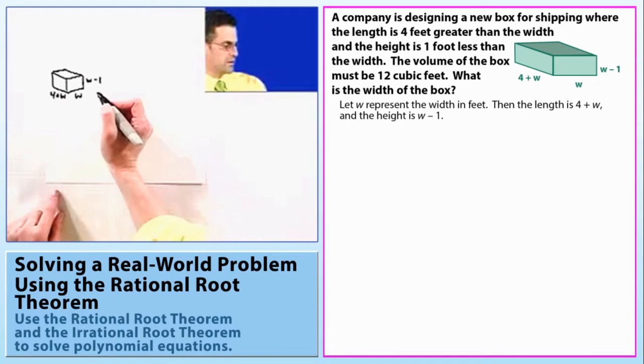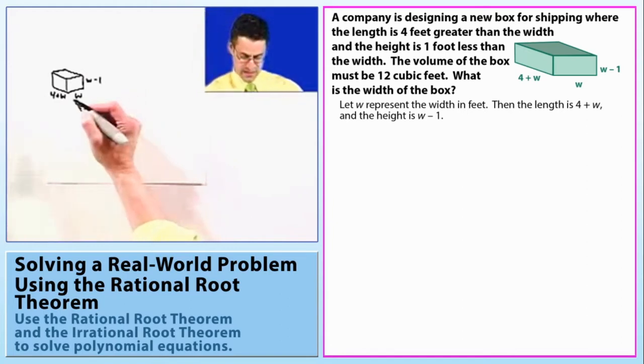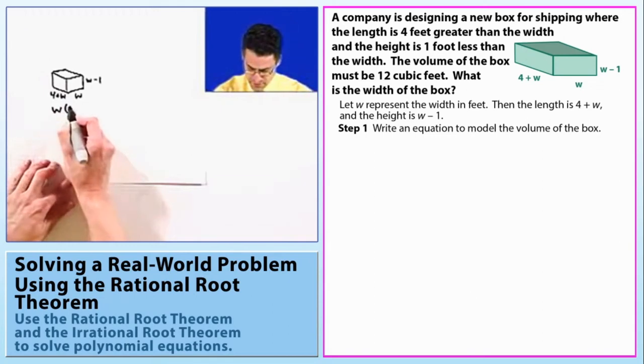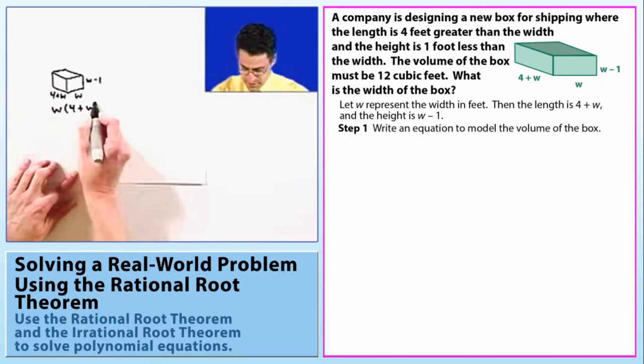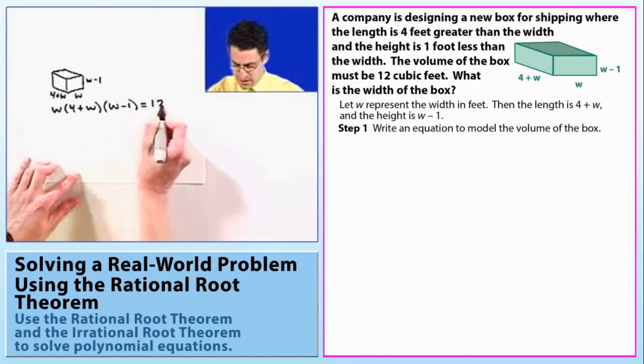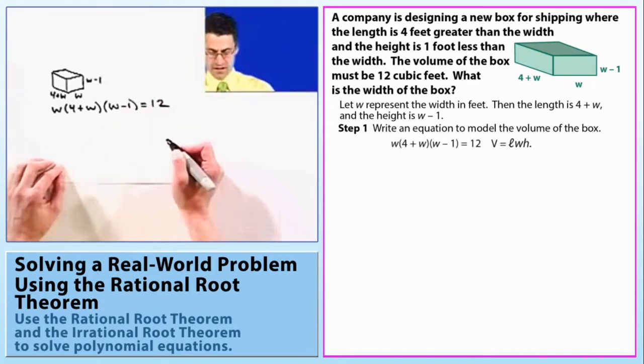And I know the volume is going to be 12 cubic feet. That means length times width times height. So in this case, that would mean W times (4 plus W) times (W minus 1). That has to equal 12. And I now want to solve this. So how do I solve this?